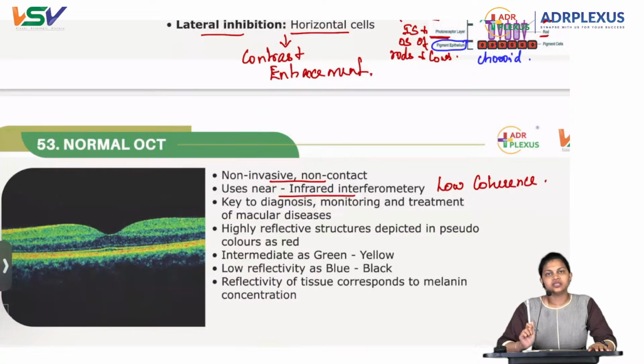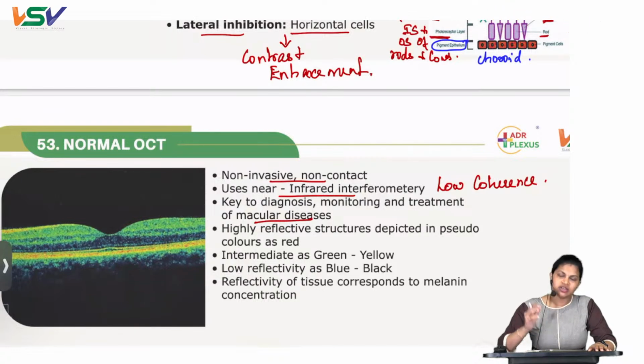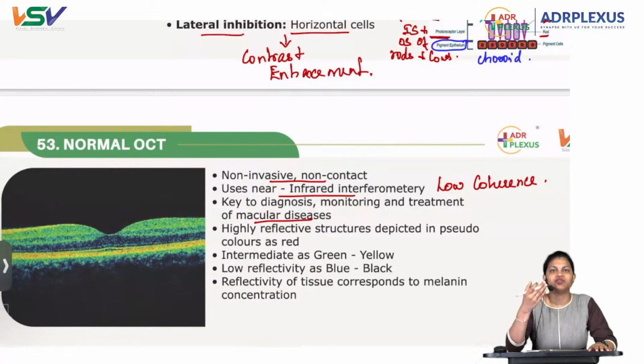And this is the most important part. OCT is mostly done to diagnose, monitor, and guide treatment of macular diseases. Whenever an OCT is present in your question, then think of macular pathology. So this is important. Okay, and whenever light goes through something, depending upon the reflection, you will have highly reflective, intermediate reflective, and low reflective.